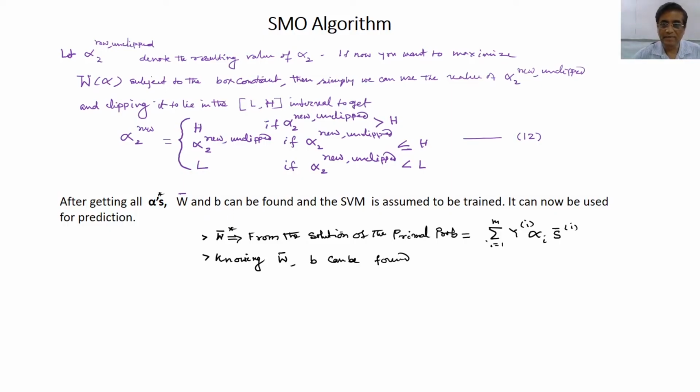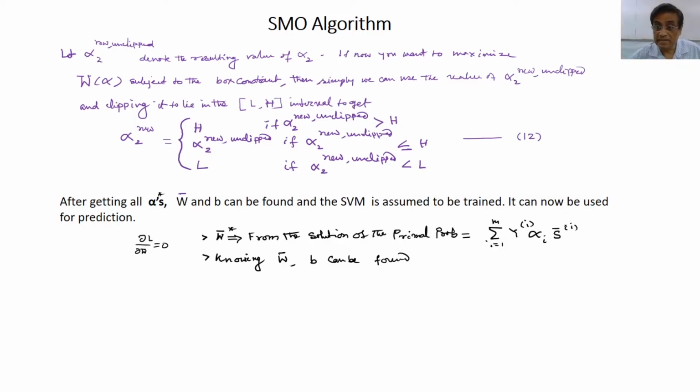So how to get them? Again, we have to go back to the primal problem, which we have optimized. We optimized the Lagrangian function with respect to W, making it 0, and I got this, and now these alphas are known to you.